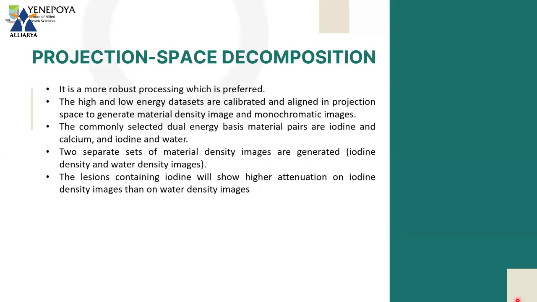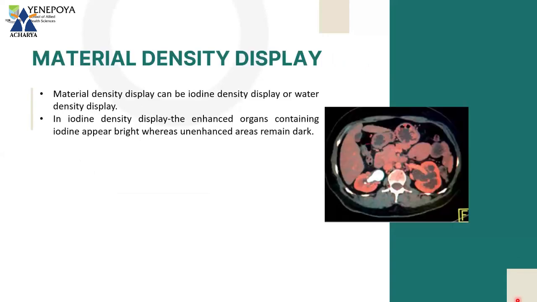Now we'll quickly move on to the image display. The images are displayed in two ways. One is material density display. The other one is monoenergetic image display. The material density display can be iodine density display or water density display. If you want to open the iodine density display, the higher attenuation of iodine will be showcased more prominently. And when you want to see the water density display, the water attenuation will be seen more prominently.